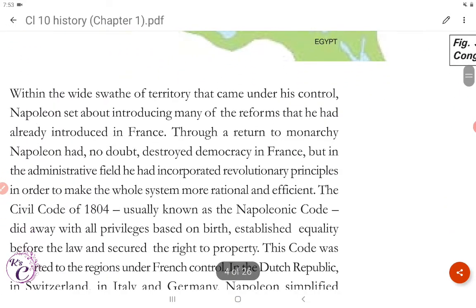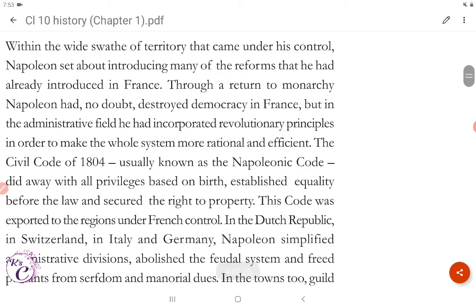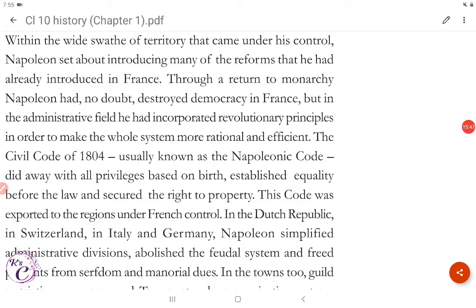Within the wide swathe of territory that came under his control, Napoleon set about introducing many of the reforms that he had already introduced in France. Through a return to monarchy, Napoleon had no doubt destroyed democracy in France, but in the administrative field he had incorporated revolutionary principles in order to make the whole system more rational and efficient.